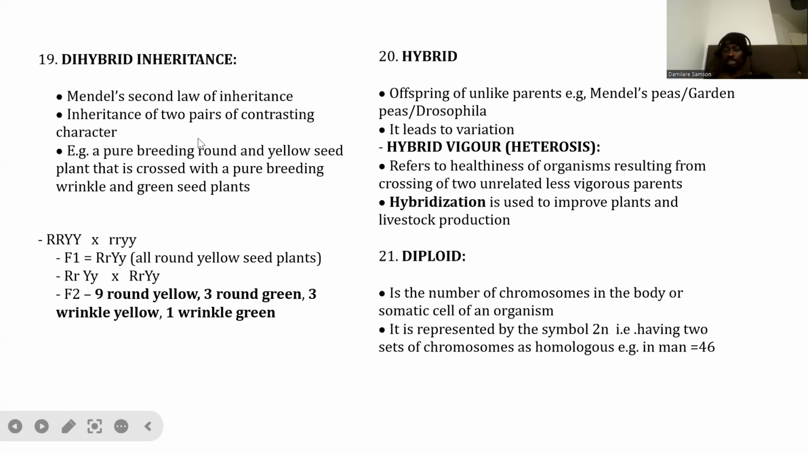Shape. It is either round or wrinkle. That's a shape, round or wrinkle. And color. It is either yellow or what? Green. So, like I told you, we are considering two characteristics in an organism. Now we are looking at shape and color.